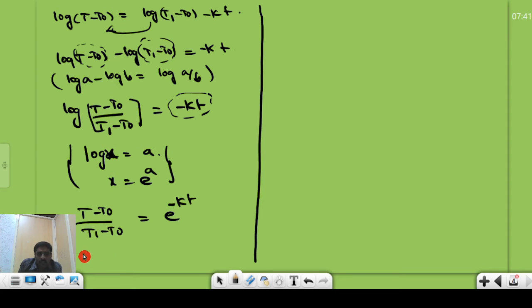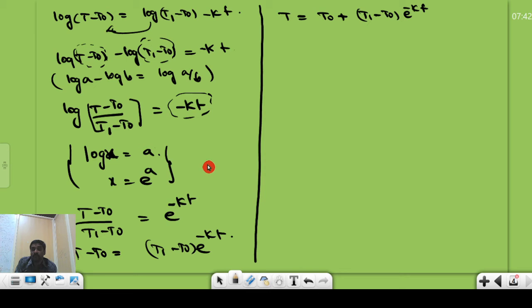Now from this equation, what can we write? T minus t naught is equal to (t1 minus t naught) into e power minus kt. Again, sending t naught to the other side, T is equal to t naught plus (t1 minus t naught) into e power minus kt. This is the formula, that is what our goal of this concept is.